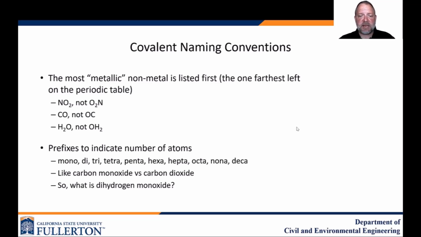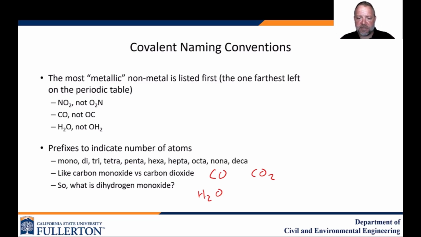We use prefixes to indicate the number of atoms, such as mono, di, tri, tetra. You can read those if you want. Carbon monoxide versus carbon dioxide tells us that it's CO versus CO2. Carbon monoxide is this. Carbon dioxide is that. So that di just implies there are 2. So what is dihydrogen monoxide? Well, it's H2O.